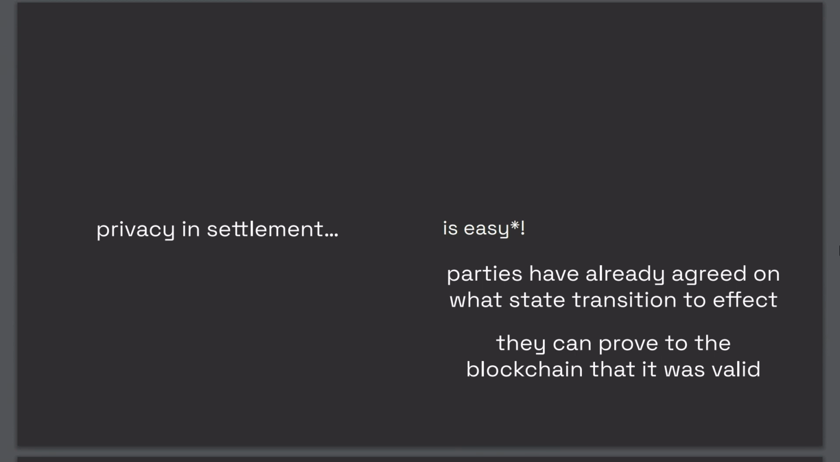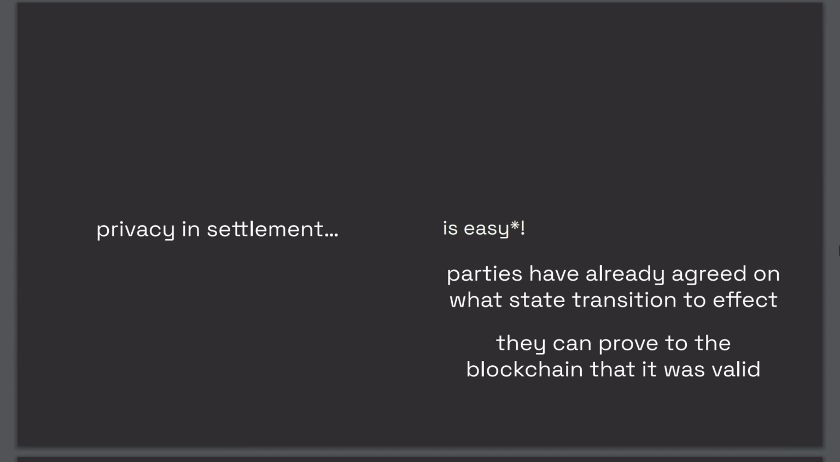So how private can we make it? Well, it's complicated, because privacy in settlement is easy, asterisk. It's easy thanks to the work done by Zcash and many other parties, but relatively speaking, it's a known problem. Why? Because all of these parties participating in the transaction have already agreed on what state transition to effect. So all they need to do is prove to the blockchain that it was valid, for whatever definition of valid they're using, and maybe there can even be complex properties like function privacy involved.